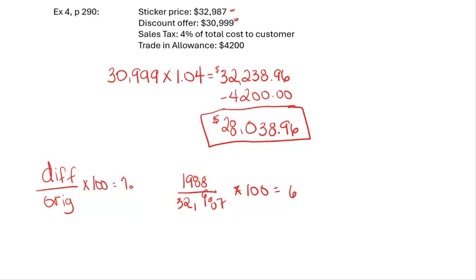It's going to be 0.06, but then when I multiply it by 100, it's going to be 6%. So I had a 6% discount offer, 6% discount rate, plus a trade-in to drive this vehicle off of the lot. So that's example 4. Now we're going to move on to example 5 on the same page.